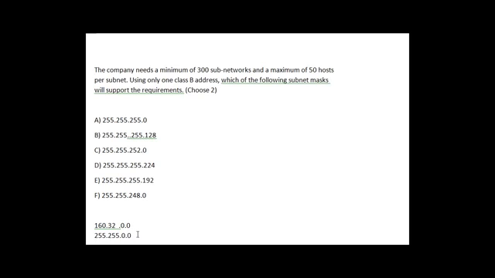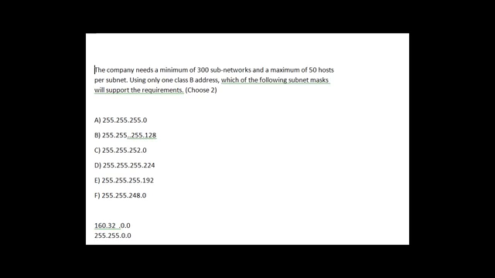Then we've got this subnet mask, 255.255.0.0. This is a net mask, actually. It's not really a subnet mask, it's a net mask. And it's typically a Class B net mask, right? 255.255.0.0. So this is our starting point.